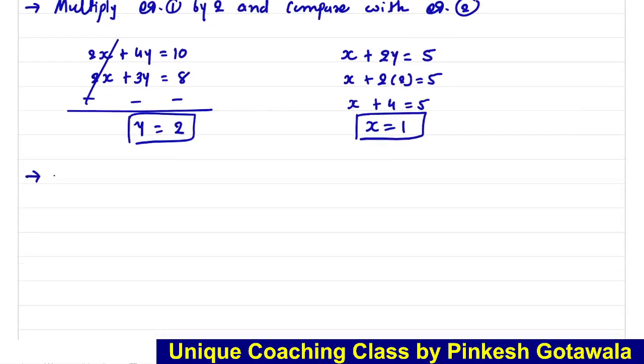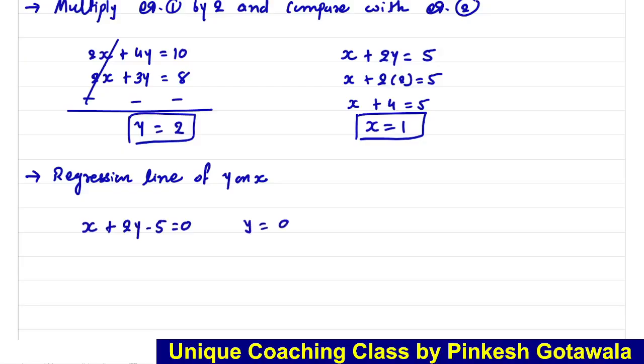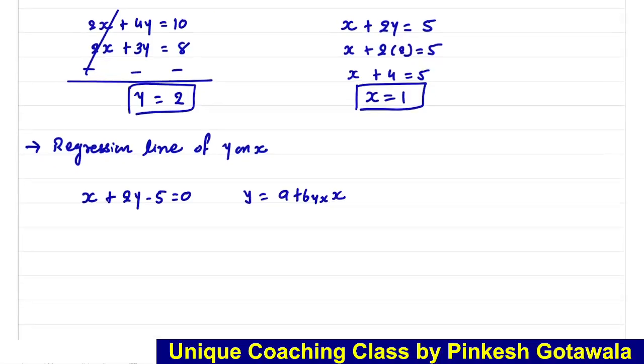So let's write the regression line of y on x: x plus 2y minus 5 equals 0. Now remember the base form. Okay, this is the base form. Just think about that, on one side only y we need. So here 2y as it is, and x and 5 both go to the other side. First we write 5. So minus 5 becomes plus, and plus x on this side becomes minus.